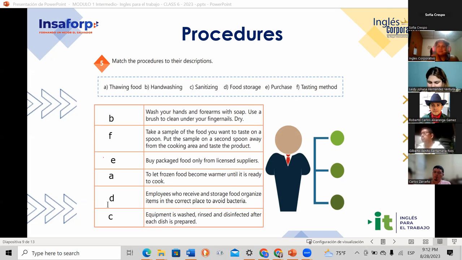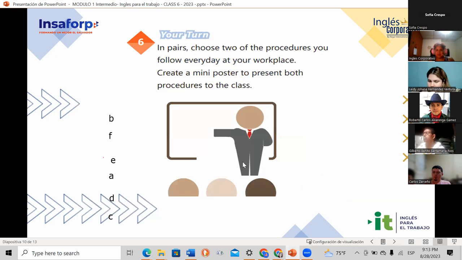Okay. So we already saw different procedures that are done in a restaurant, right? With customers, with the food products, cleaning, everything. Now, let me erase this.